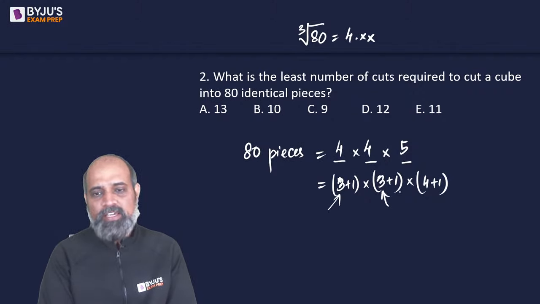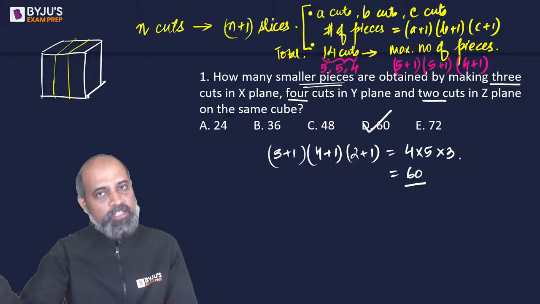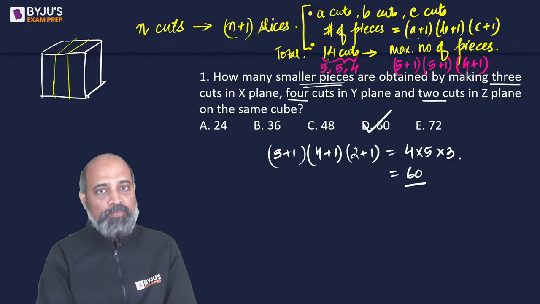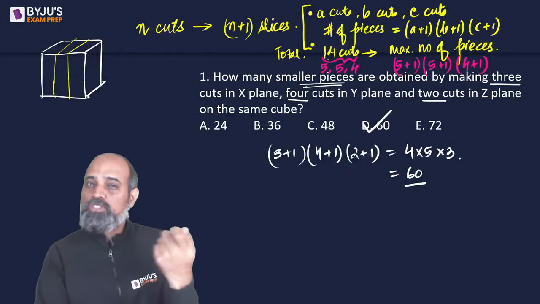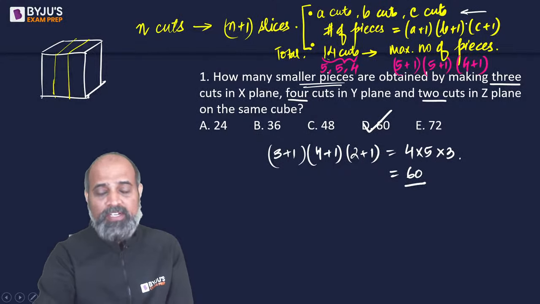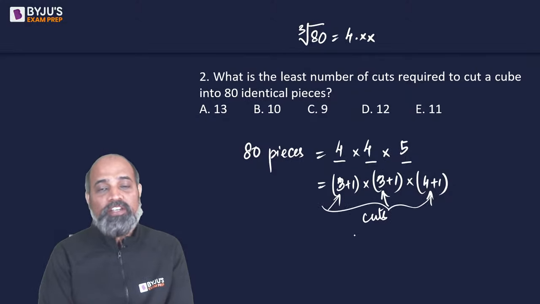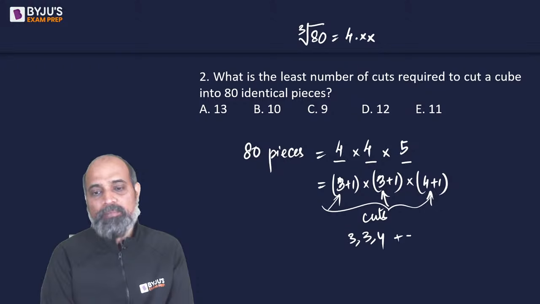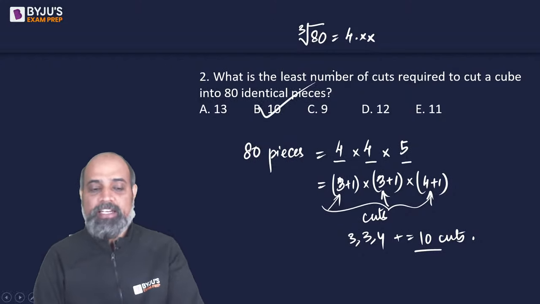Here 3, 3 and 4 represent cuts, right? Reverse, because if A, B, C are cuts, then we add +1 and multiply, and if the values are already written as something +1 into something +1 into something +1, then those three somethings will become the cuts. Reverse it, right? So 3, 3 and 4 cuts are going to be there. How much is 3, 3 and 4? They add up to a total of 10. So we need a minimum of 10 cuts to have a total of 80 identical pieces.